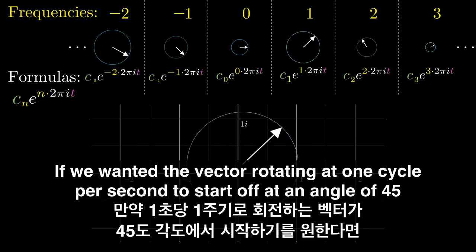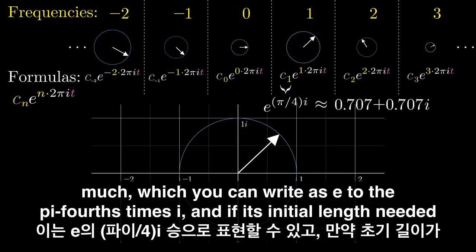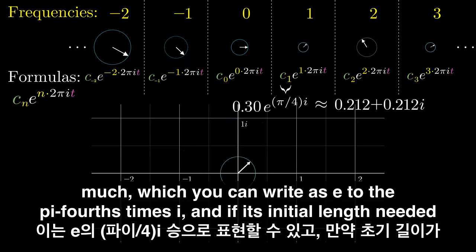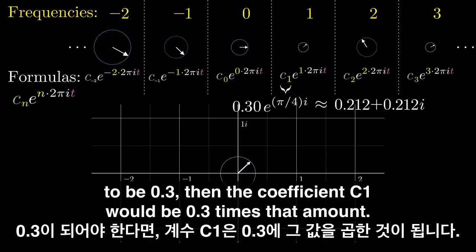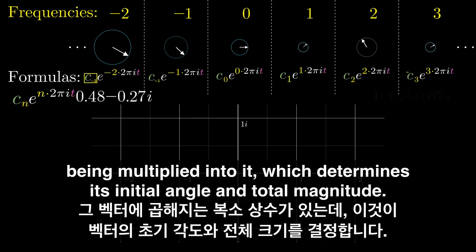If we wanted the vector rotating at 1 cycle per second to start off at an angle of 45 degrees, we'd multiply it by a complex number which has the effect of rotating it by that much, which you can write as e to the pi fourths times i. And if its initial length needed to be 0.3, then the coefficient c1 would be 0.3 times that amount. Likewise, everyone in our infinite family of rotating vectors has some complex constant being multiplied into it, which determines its initial angle and its total magnitude.